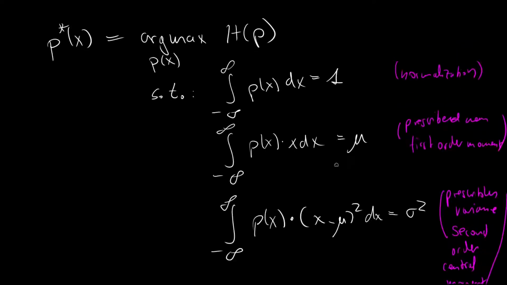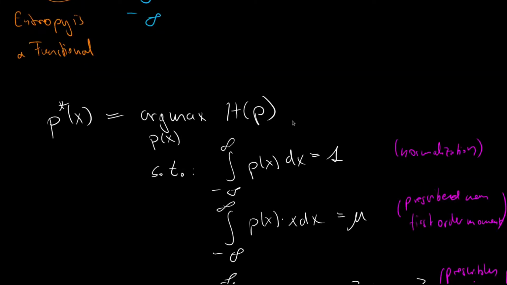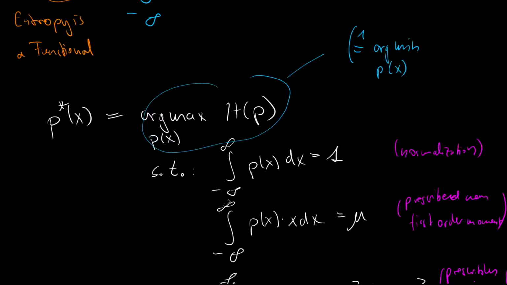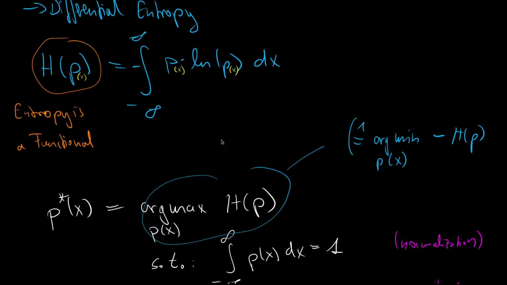And we will be doing something that is kind of like simplifying our lives. We know that maximization and minimization are interchangeable, and we will use the following expression: we will minimize the negative entropy. This is equivalent to the arg min over all p of x, of course subject to the same constraints, of the negative entropy. And recall, we have the entropy defined as the negative integral, and the minus minus is plus. It's just a handy thing.